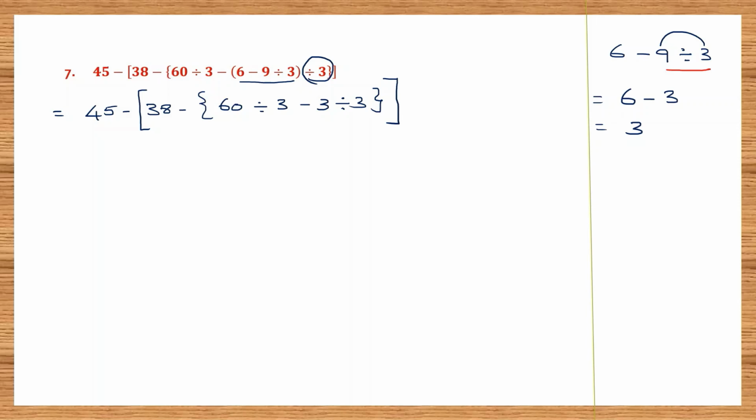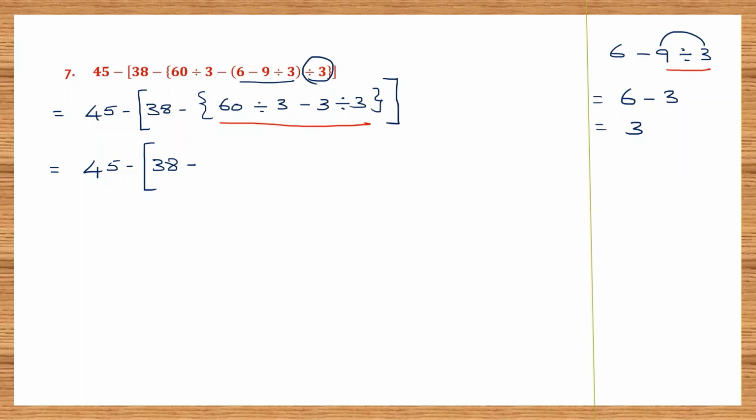Now children, we need to be very careful when there are so many steps and so many brackets. Go slow. So now what are the brackets left? We have only the square bracket and the curly bracket. That means we need to work out what is within the curly bracket. So let's underline all this. All this has to be done before we work out the rest. That means all the others will remain the same. So 45 will remain the same minus square bracket 38 will remain the same minus.